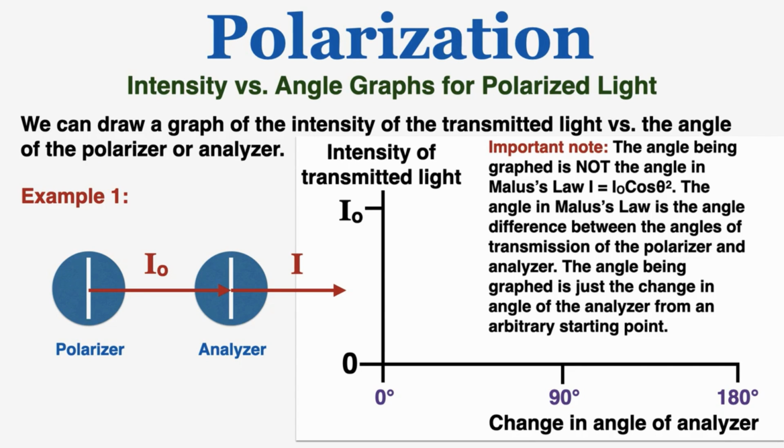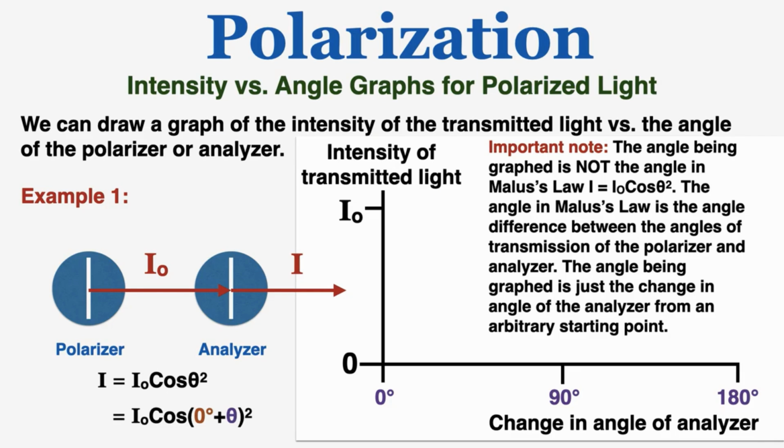Just an important note, the angle being graphed is not the angle in Malus's law, I equals I naught times cosine of theta squared. The angle in Malus's law is the angle difference between the angles of transmission of the polarizer and analyzer. The angle being graphed is just the change in angle of the analyzer from an arbitrary starting point. That was a long, pretty complicated definition, so I'm going to also write down what I mean here. Malus's law says that the intensity will be equal to the original intensity times cosine of theta squared.